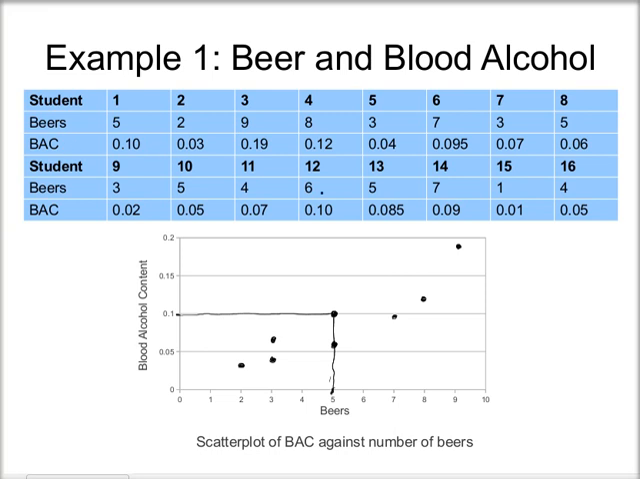So I've done the first 8 students here. If you keep going and do the other 8 students, the graph will look like this. So I've got a point on here for each student showing how many beers they drank and what their blood alcohol content is.